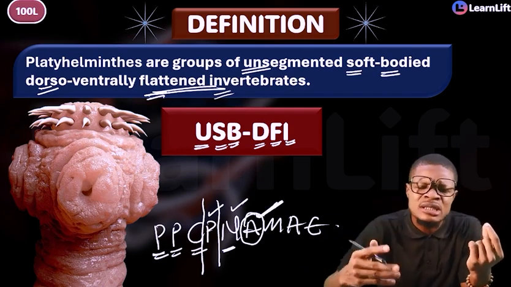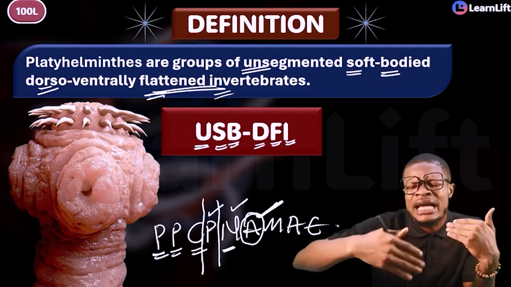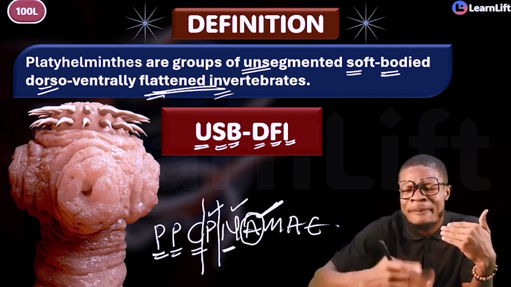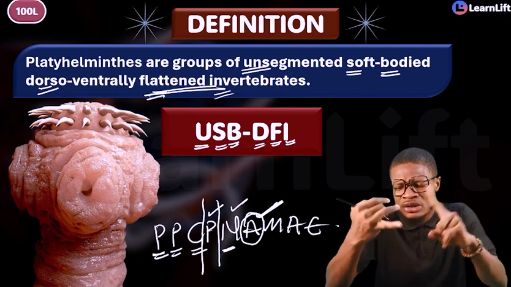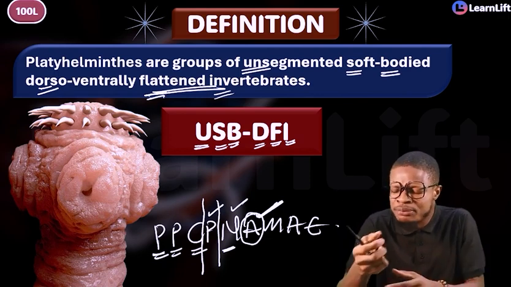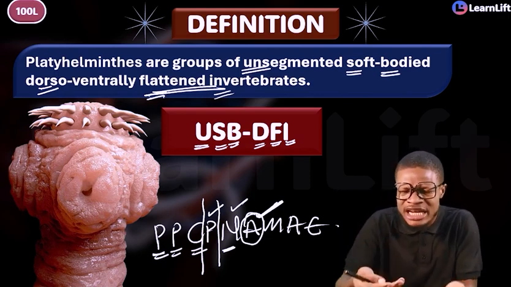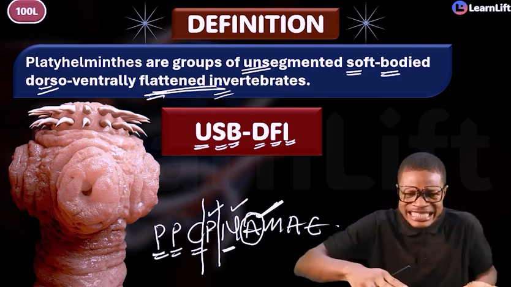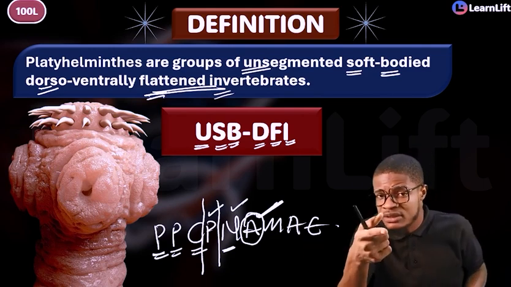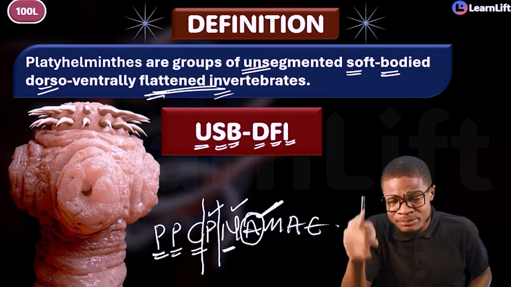Segmented. Now the question is this: your platyhelminthes, are they segmented or unsegmented? Unsegmented. Does it make sense? Then unsegmented, not hard-bodied but soft-bodied, dorsoventrally. Front and back, they are flat, right? And they are what? Invertebrates. If you know this very quickly with me, now let's move on very quickly.